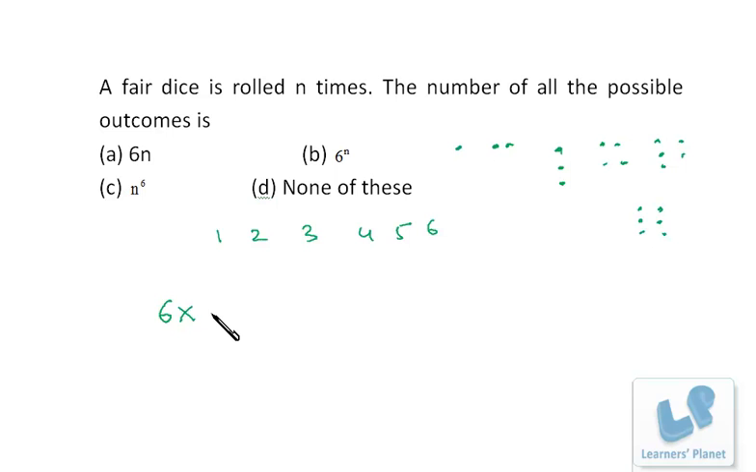Now further, you are rolling the dice once again. So further you have 6 choices. Then further 6 choices, right? So any number of times you are rolling the dice, every time there are 6 choices. So you are rolling the dice n times. That means 6 into 6 into 6 till n, that means 6 raised to n. So the number of all the possible outcomes is 6 raised to n. Okay? I hope you are clear.